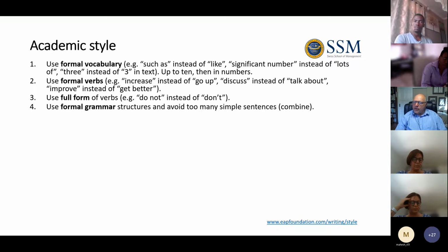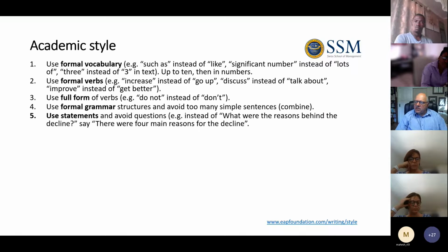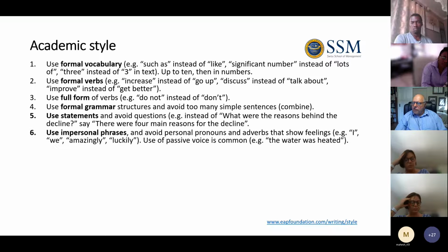You use formal grammar structures and avoid too many simple sentences. So you would actually combine simple sentences and use formal grammar structures. Use statements and avoid questions. So instead of asking questions like, for instance, what were the reasons behind the decline, rather say there were four main reasons for the decline. So you use more statements. Obviously, there are going to be questions when you get maybe to your research problem, etc. But in general, try and use statements rather than questions.